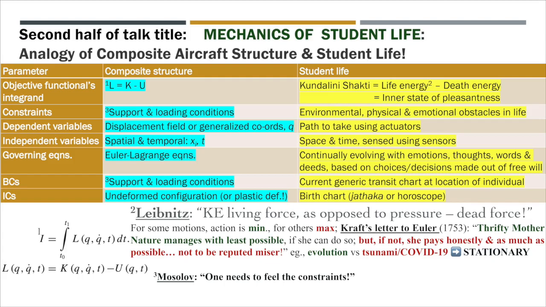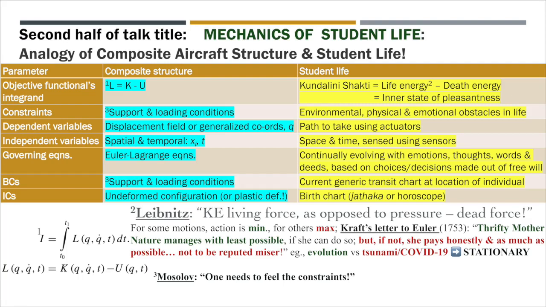Now the dependent variables are displacement field or generalized coordinates, q, the number of which basically determines the degrees of freedom, and in a continuous system they become infinite. So that's where functionals come into play. So here in the student life, the dependent variables are the path to take using our actuators. Next, the independent variables, as I said, are spatial and temporal, xi and t, whereas they are space and time sensed using sensors in the case of the student life.